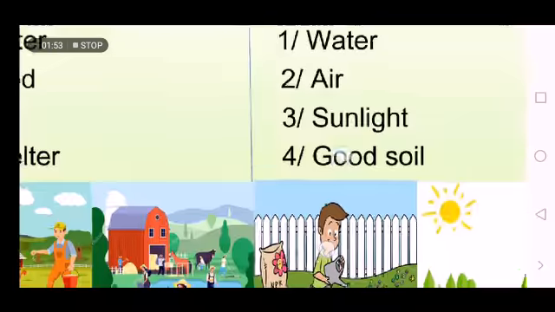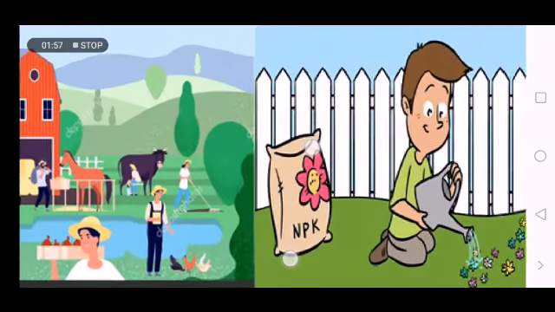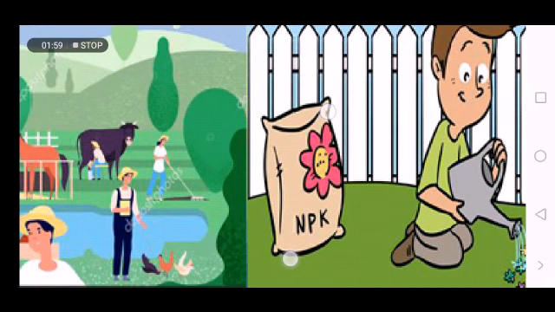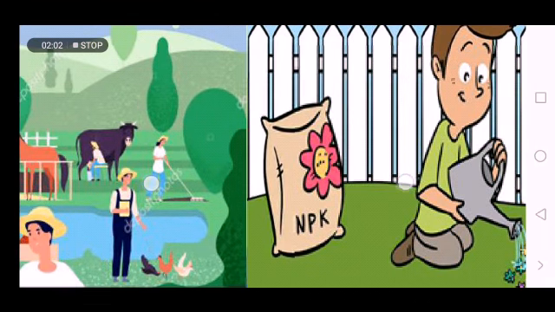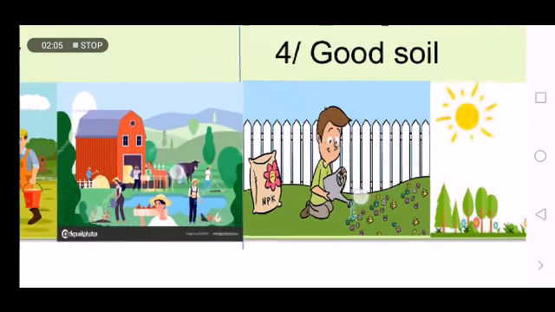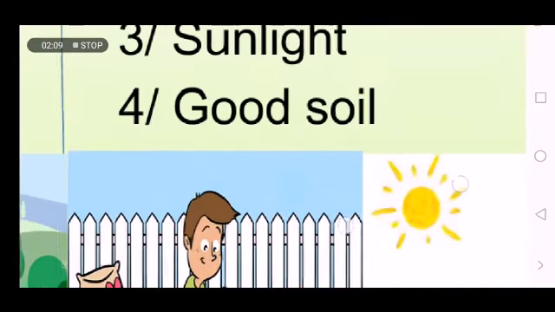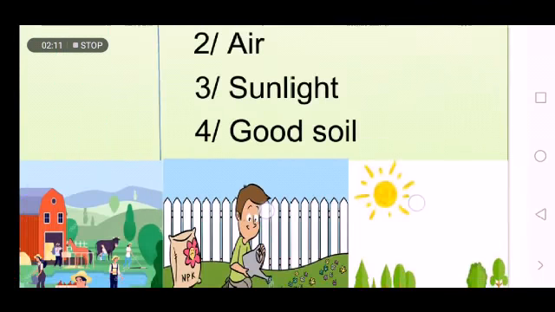While plants need good soil. Why do they need good soil? Because they take their food from this soil. Look, they get all the nutrients they need from the soil. And they also need sunlight to grow. Sunlight helps plants to grow.